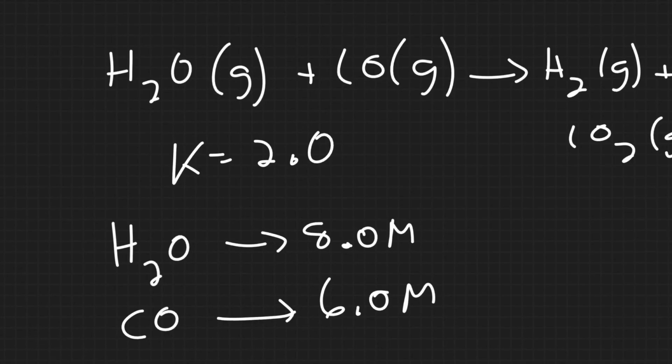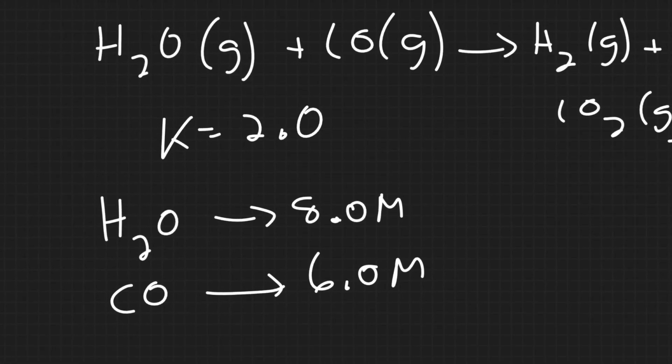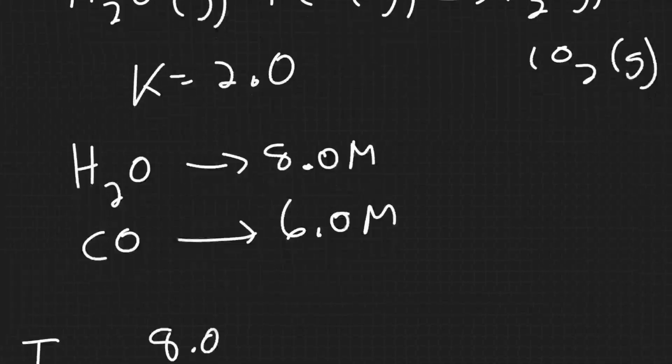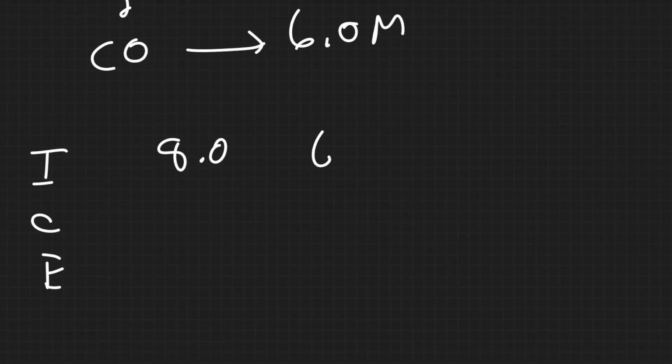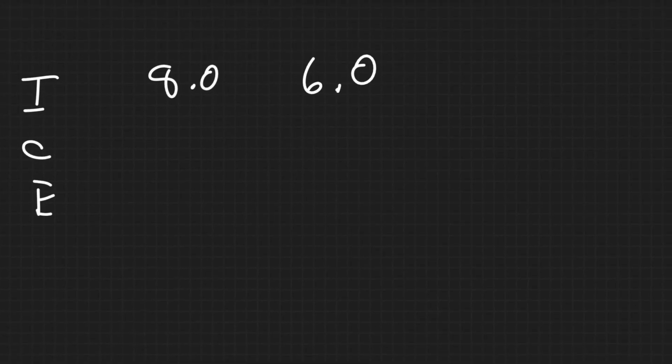ICE stands for initial, change, and equilibrium. Initially, our concentration of water is going to be 8.0, and for CO it's going to be 6.0. I'm not starting with any products, so for the two products it'll be 0 here and 0 here. So now we've done the I part of ICE. Now it's time for the change.